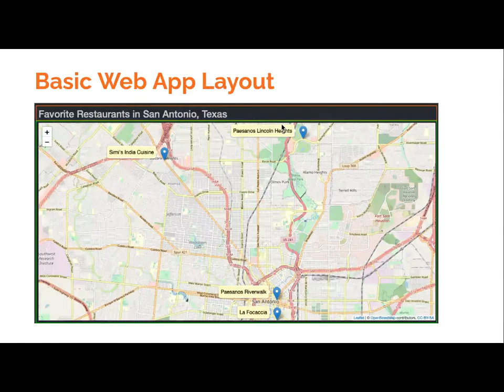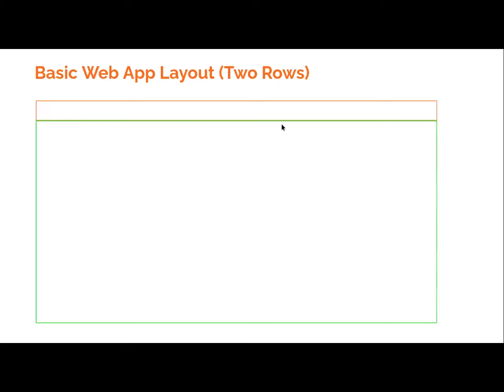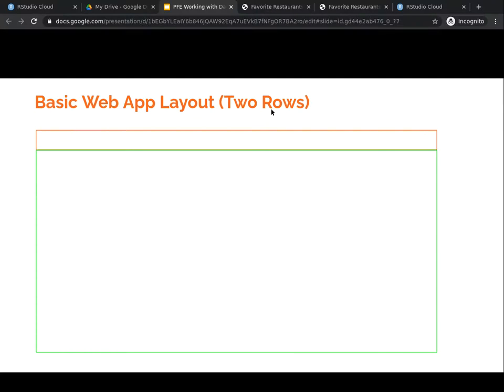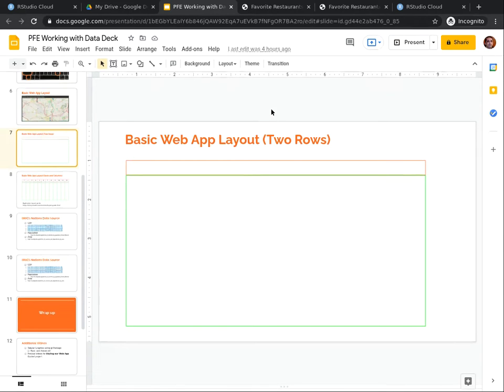Let me get rid of the map. And this is how it laid it out. A thin top row and a fat bottom row. That's what it appears, and indeed, that's what Shiny did, even without us telling it. Let's tell it explicitly to put them in separate rows and see what we get. So we'll go to RStudio Cloud.